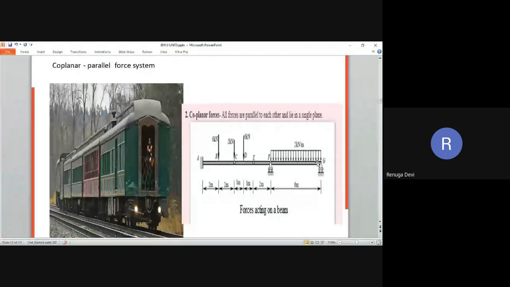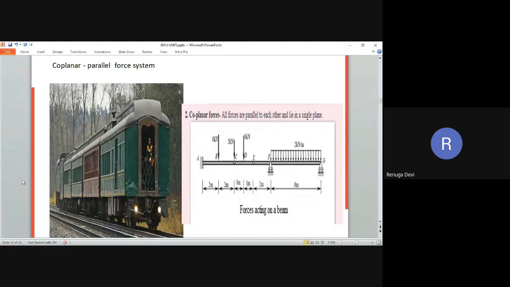And now you just see that coplanar parallel force system. Coplanar parallel force system, the railway bogies come under this coplanar parallel force system, and this is one type of beam structure. So trusses, beams like this, what we can say that a building structure has a beam like this. This is also one more force acting on a beam, which also comes under coplanar. The meaning is in a single plane all the forces are acting.